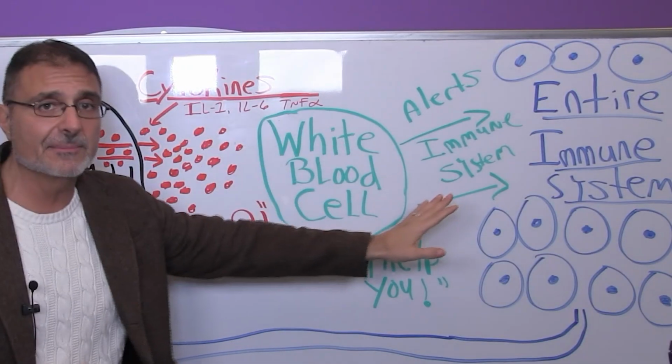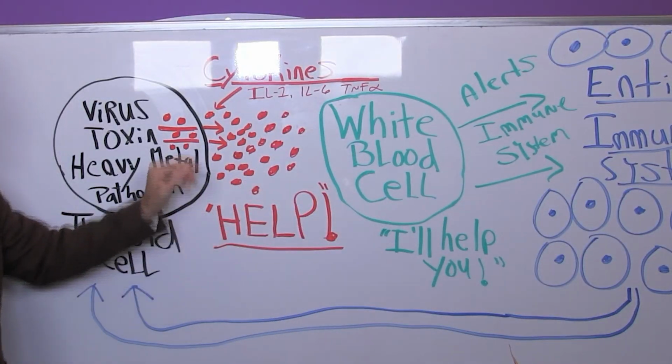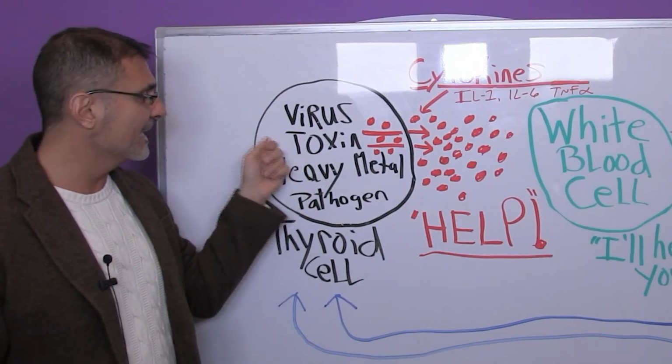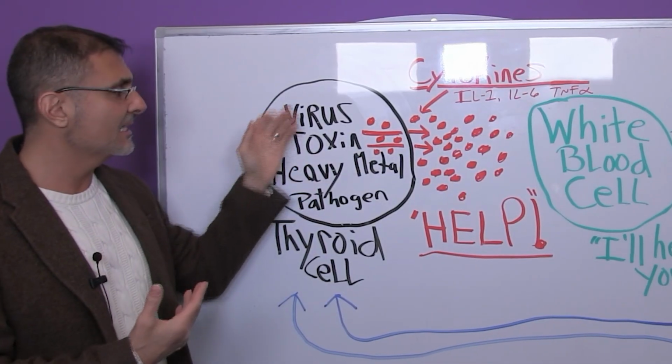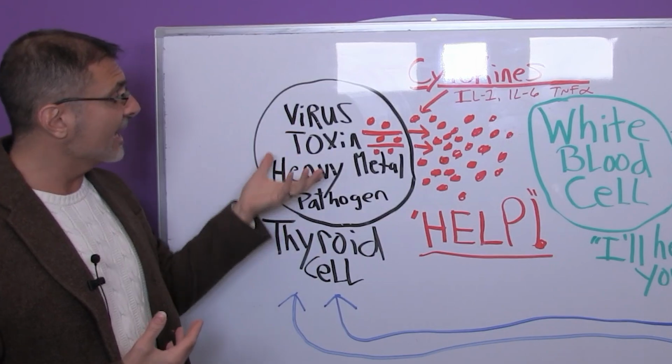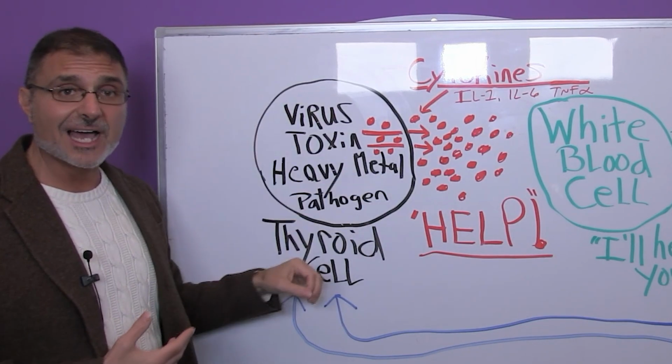The problem is not the immune system. The problem is not the white blood cells. It's not the cytokines. The problem is here in the cell. We have to identify what that root is. And then once we identify it, we have to detoxify it.